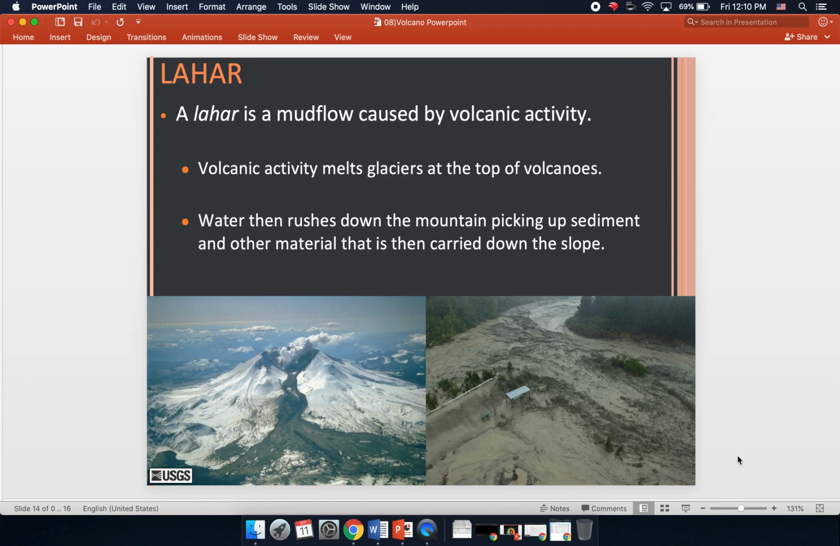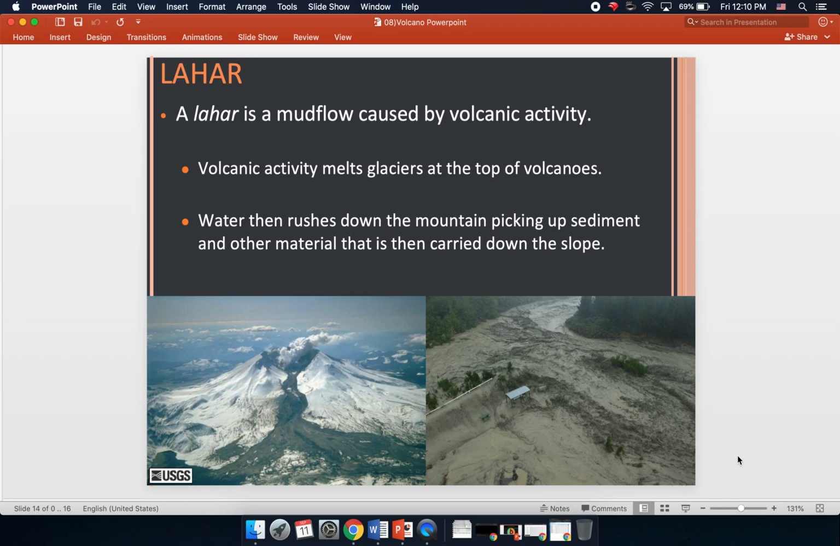All right, a lahar is a mud flow caused by volcanic activity. So sometimes you have volcanoes that have glaciers on top. And when those volcanoes erupt and release all that heat and the magma flows out, the lava flows out of it, it can melt the glaciers on top of the volcanoes and send all this water down the hill or down the slope. All right, so then that water rushes down the mountain and it picks up sediment along the way.